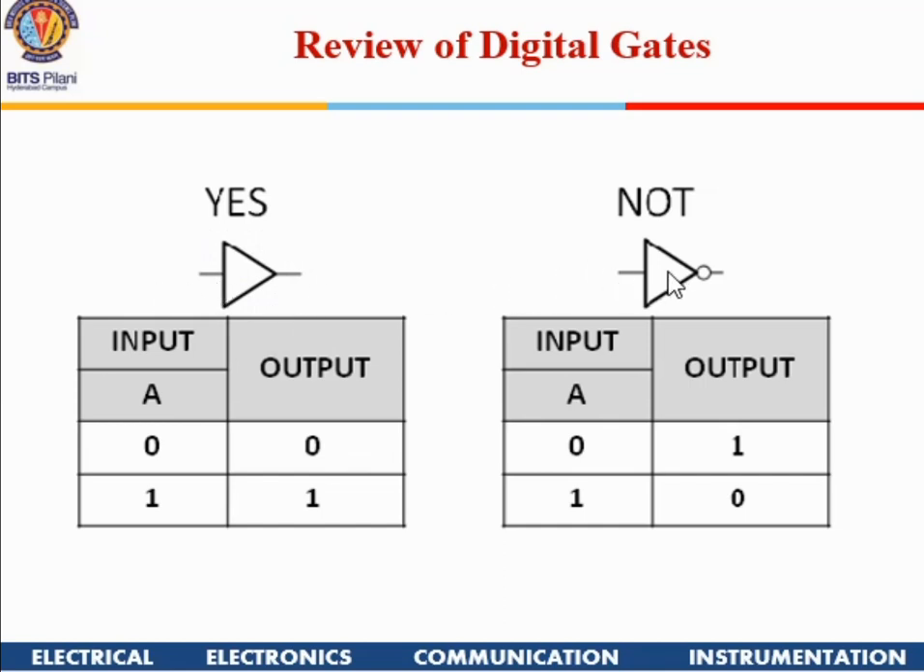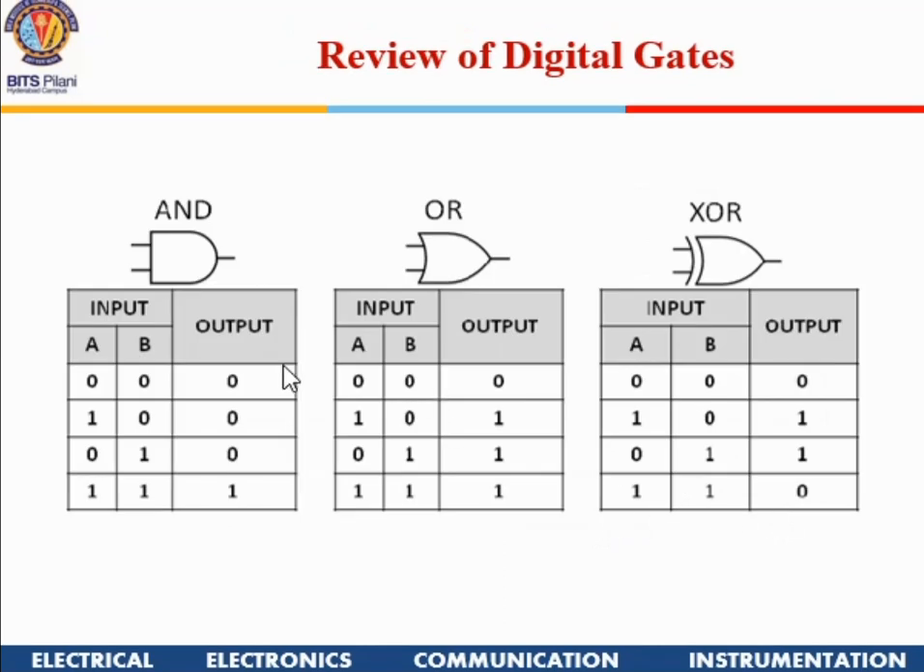This is a NOT gate. It's also known as an inverter. 0 will get converted to 1, and 1 will get converted to 0. Then there are some standard AND gates, OR gates, and XOR gates. You can see the truth table. The AND gate is A and B: both have to be 1, and then you will get a 1. Otherwise, it will all be zeros.